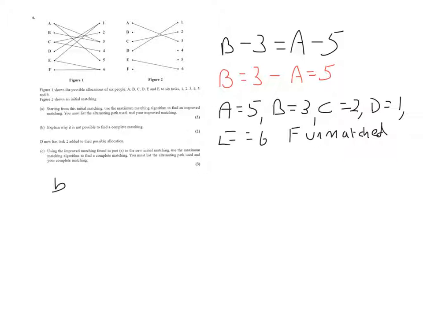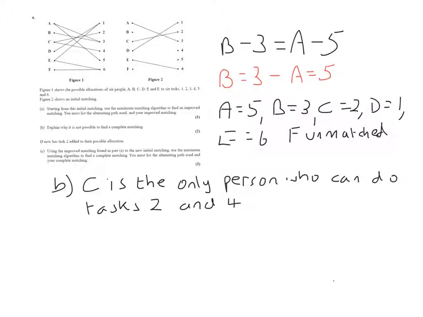Part B says explain why it's not possible to find a complete matching. And there's 2 reasons you could give. One is that person C is the only person that can do 2 and the only person that can do 4. So that would be a good answer.